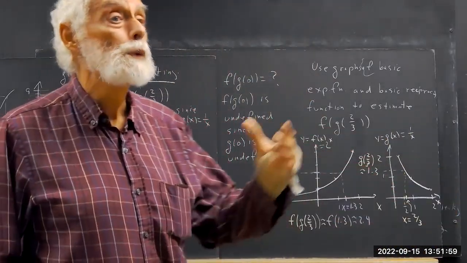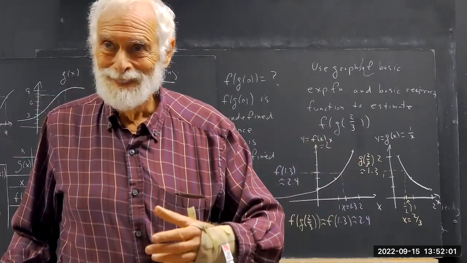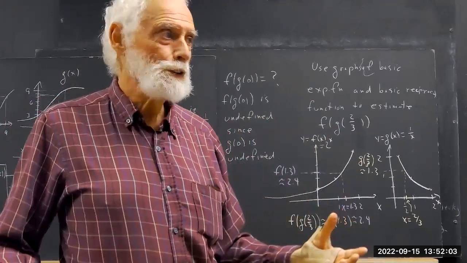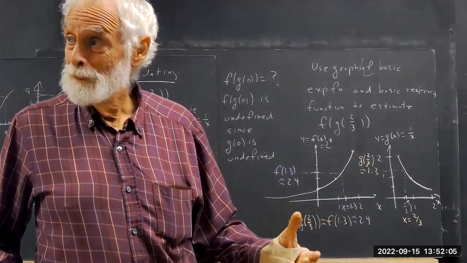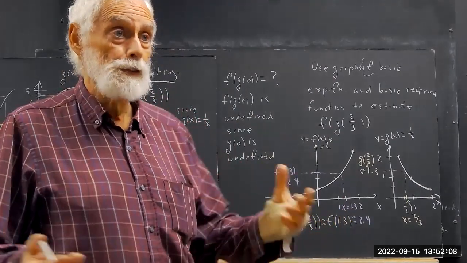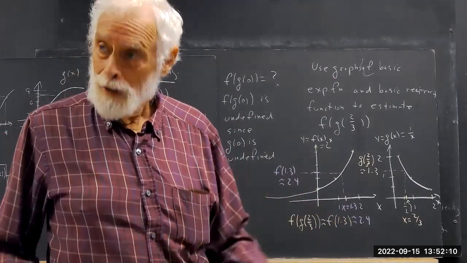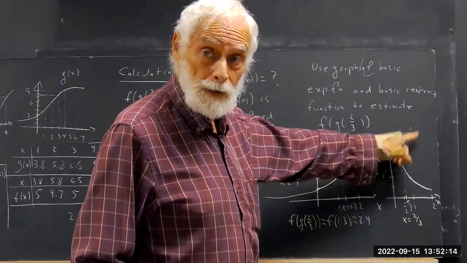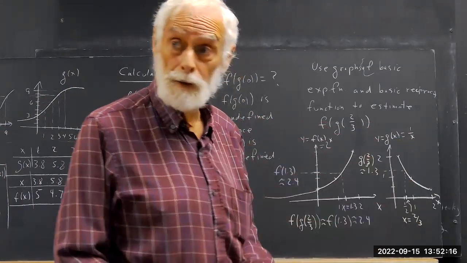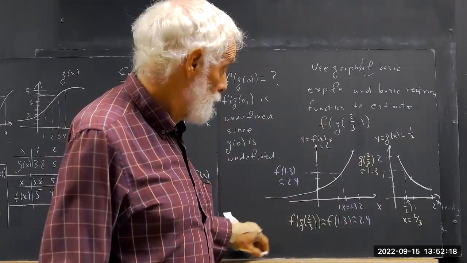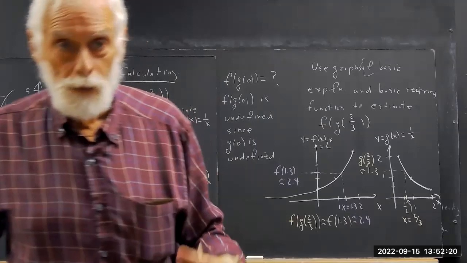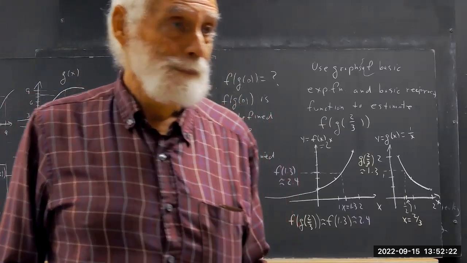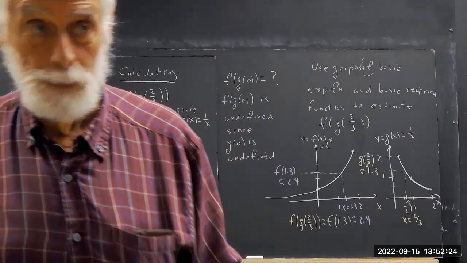If you have a square root of g of x, well, g of x can't be negative then. So if f of x is a square root function, g of x couldn't be negative, meaning x couldn't be negative, because if x is negative, 1 over x is negative. Okay, those are the ideas. Composite functions, and no big deal.